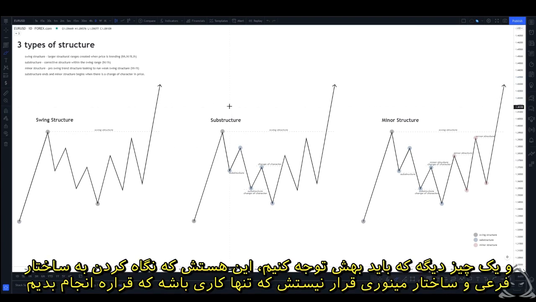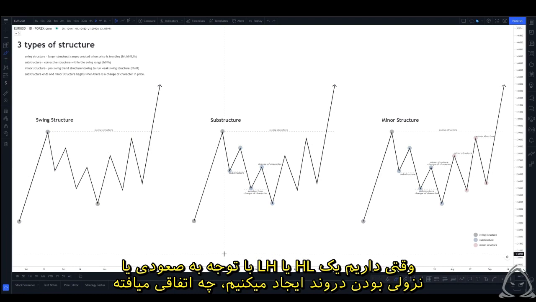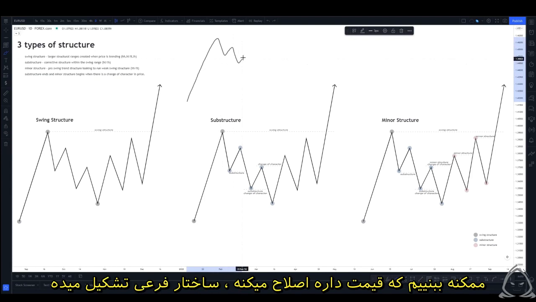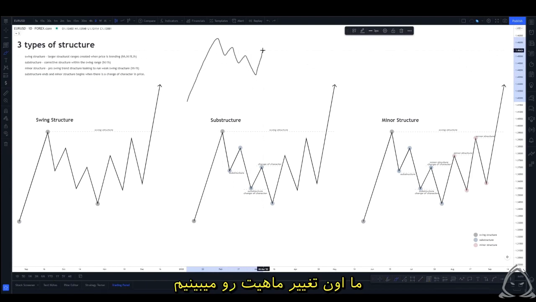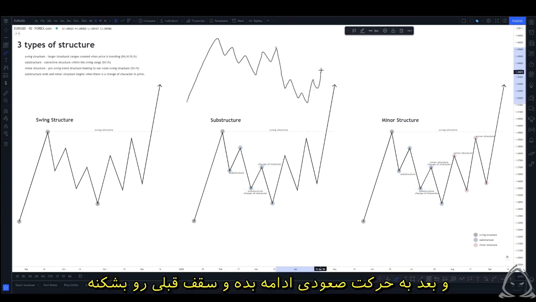Now, one other thing to note is that looking at substructure and minor structure is not going to be an end-all be-all. It's just to create a framework and an understanding of what is happening between the swing structure, what is happening when we're putting in a higher low or a lower high, depending on a bull trend or a bear trend. What we may see is an impulsive move to the upside. We might see price correcting, creating substructure. We see that change of character. We might even get a new higher high, and we're starting to look for entries. And then price could continue down, creating more substructure, and then continuing to the upside and actually breaking the high.